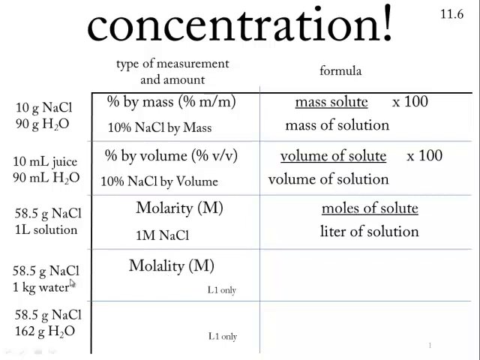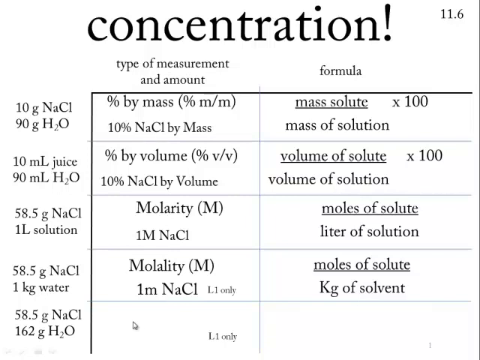Occasionally you'll see a molality solution. This is 58.5 grams of sodium chloride in a kilogram of water. They gave you the mass of the solvent. This is oftentimes used for colligative properties such as freezing point depression and boiling point elevation, which we'll get to later in this unit. This is a 1 molal solution, little m. Notice the tiny little difference: big M, little m. It's the moles of solute, which is 1 mole in this case, divided by the kilograms of solvent, which is 1 in this case, so it's 1 molal.